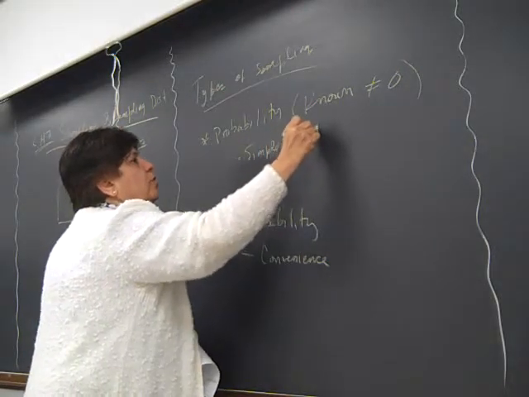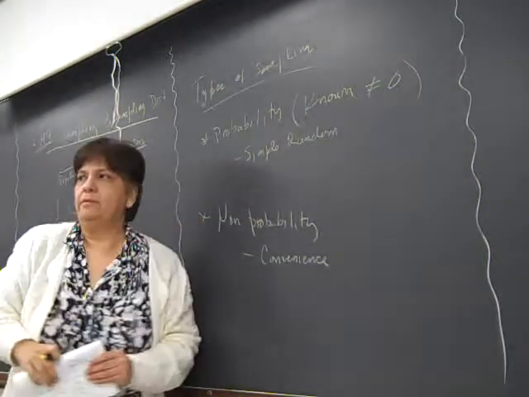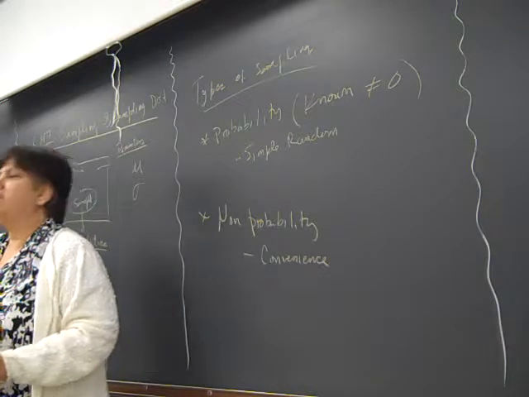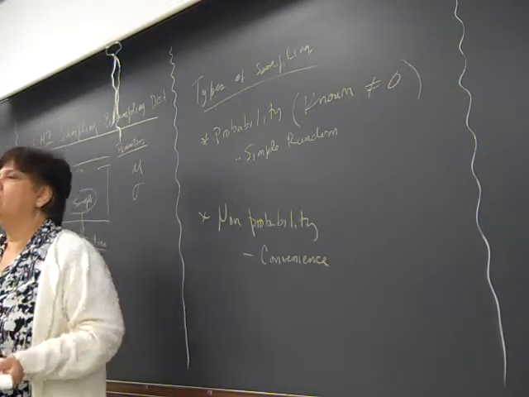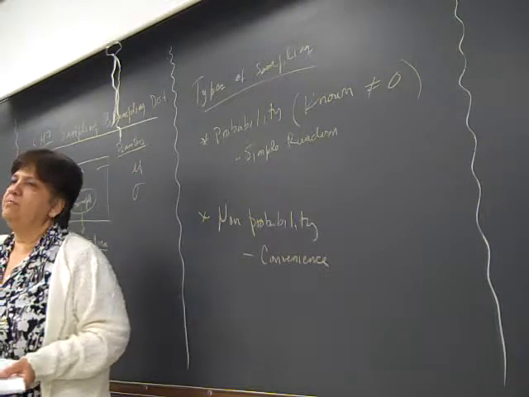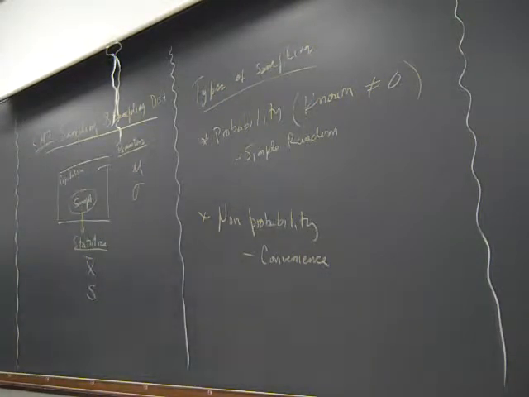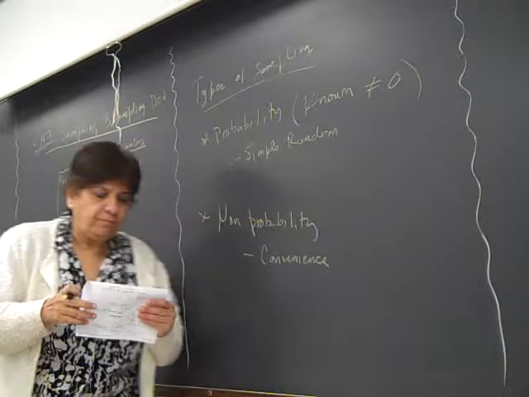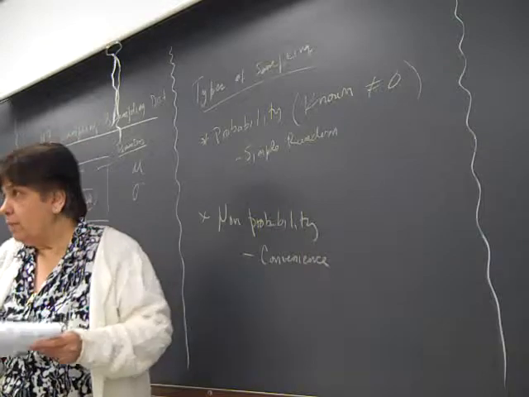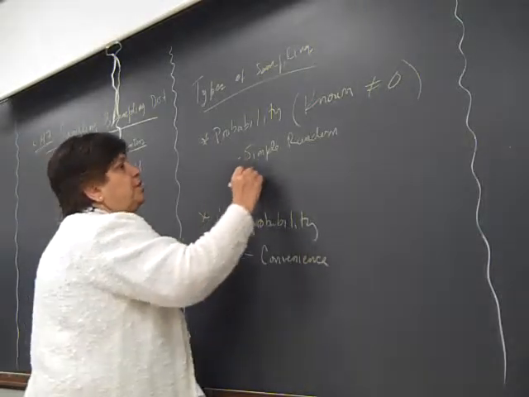Okay, what do you do when you have simple random sampling? You generate random numbers, and from the random numbers you get the element from the population. It's completely random, the selection of people in the population.